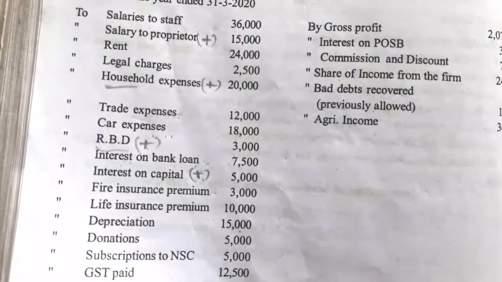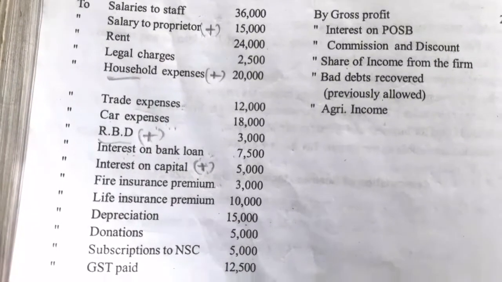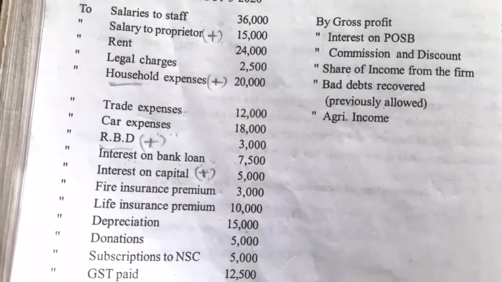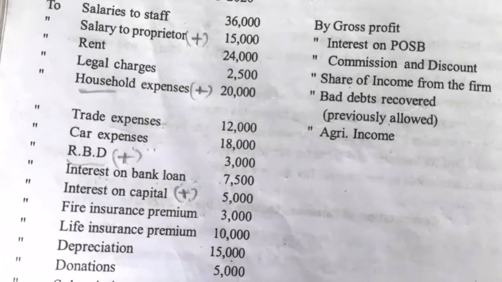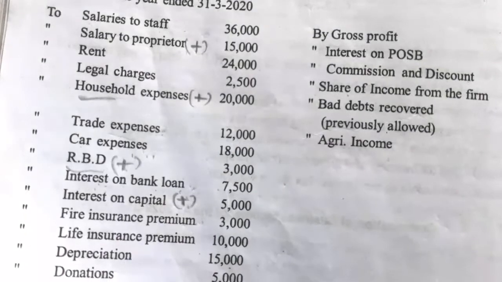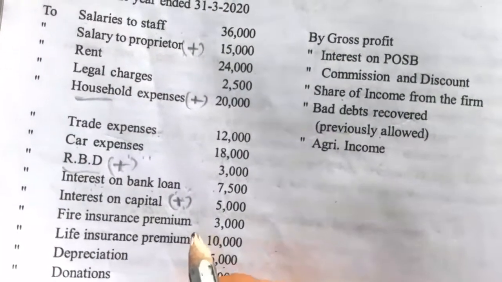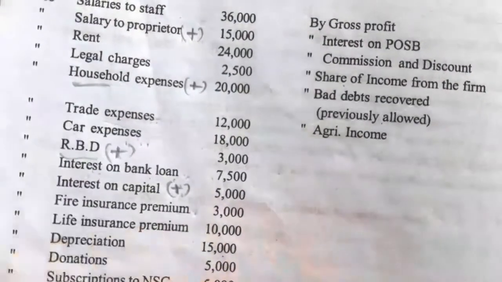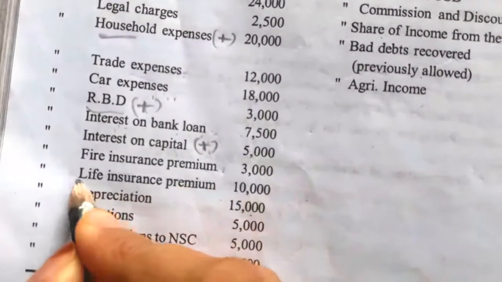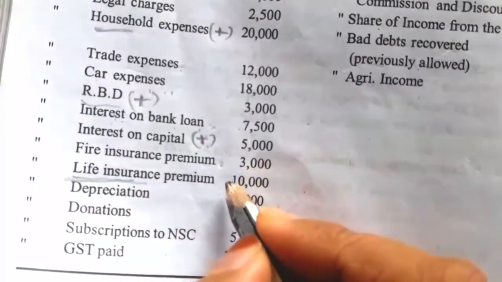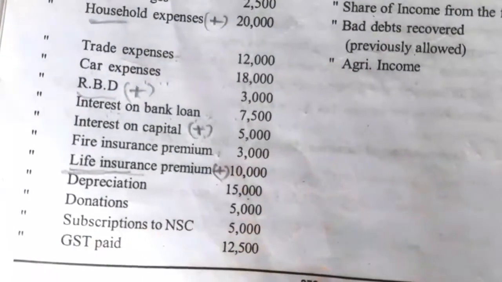When there is no information about whether this fire insurance policy is taken for business or house property purpose, then we can assume the policy is taken for a business premises and the fire insurance premium is paid on that premises. So we can assume it and we can allow this expense. Fire insurance premium will be allowed. Then life insurance premium. Life insurance premium is disallowed. It is relating to personal expenses, so we have to add it to the net profit.